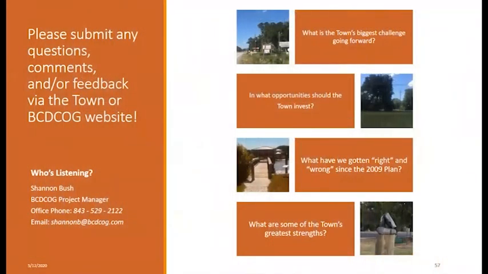And finally, just as the closing slide here, we have a couple of last questions, food for thought for you. We are receiving and hope to receive any comments, questions, ideas, suggestions, feedback of any sort about this project from you. You can submit those to us on the town or the COGS website.